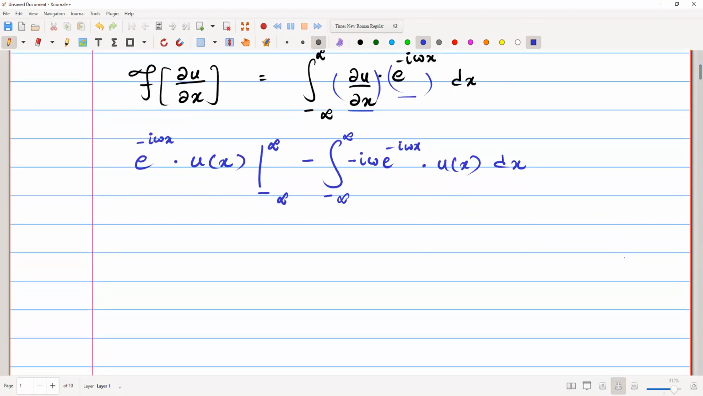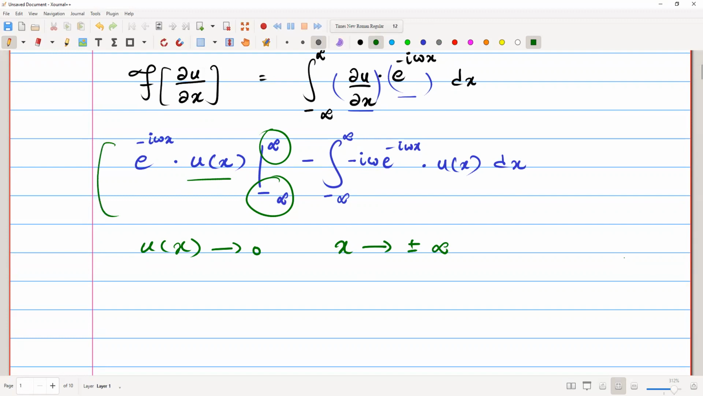Now see here, the limits are from negative infinity to positive infinity. So the function u of x, whatever the function is, it's going to be zero when the limits are going to plus minus infinity, right? So the function is bounded and should have a bounded solution. So it's going to zero. It means that this whole term will become zero. So here we can write zero and then negative, negative, positive.